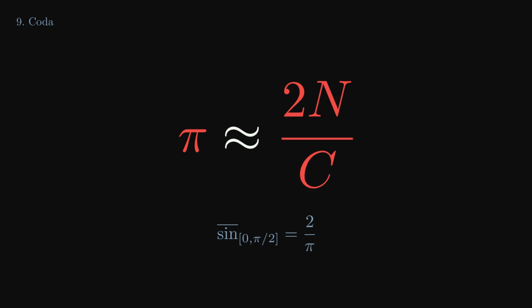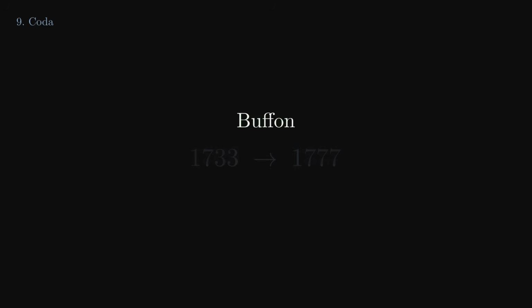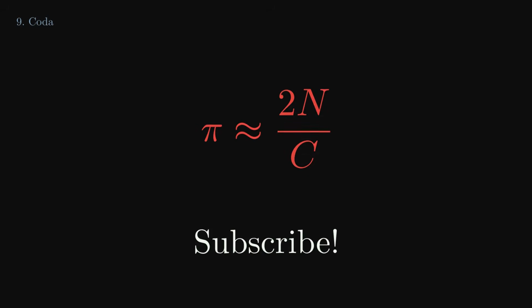Georges-Louis Leclerc, the Count of Buffon, asked this question in 1733 and published it in 1777 near the very beginning of geometric probability. He could not have run a million throws, but the number he was reaching for is the same one a computer confirms today, hidden in plain sight, in the simple act of dropping a needle and counting how often it lands on a line.